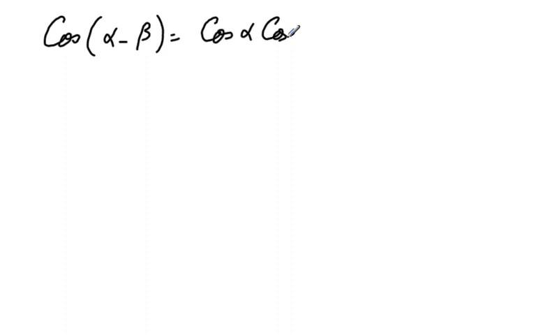So yesterday we talked about the identity for cosine of difference of angles. We said cosine of, say, alpha minus beta. What was that? Cosine of alpha, cosine of beta, and then sine of alpha, sine of beta.